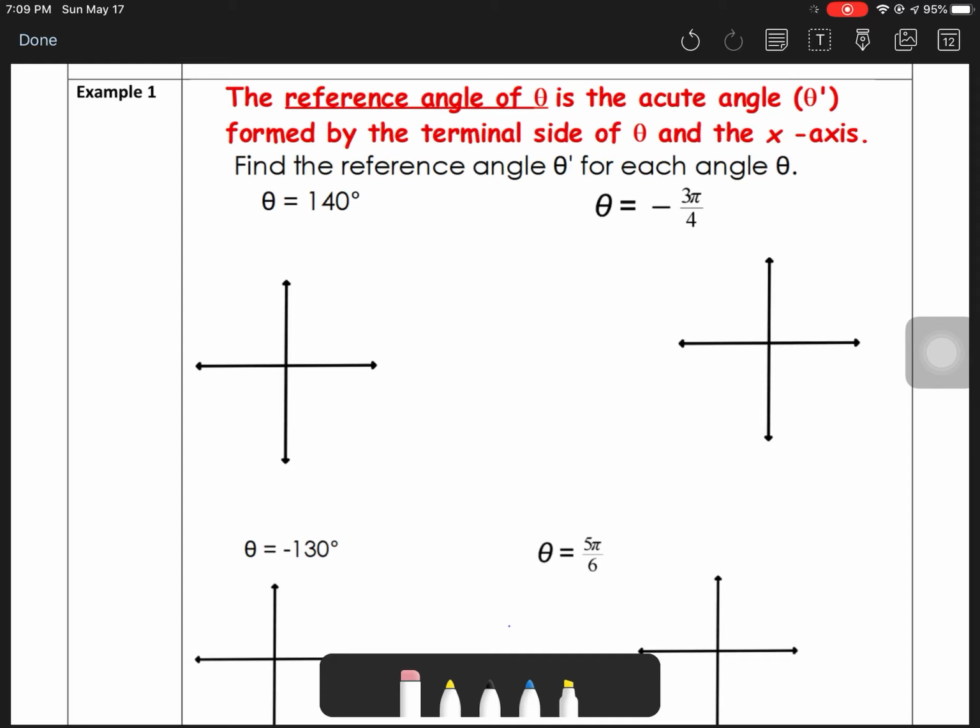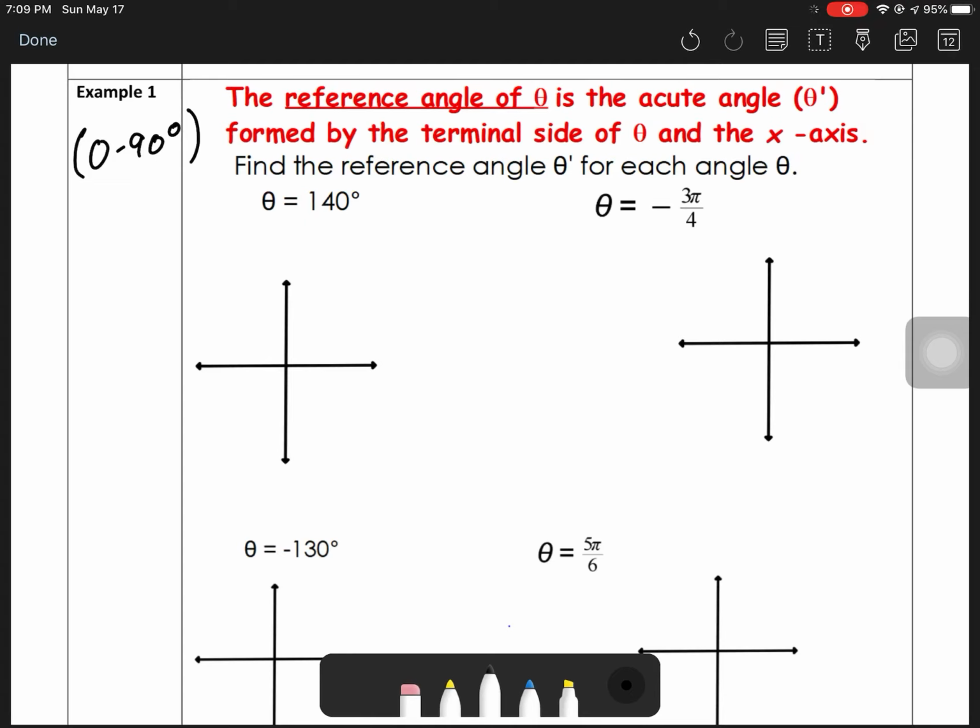Now it's a very math way of saying that it's going to be an acute angle that has to touch the x-axis. And remember, an acute angle is any angle between 0 and 90 degrees. It has to be smaller than 90, but bigger than 0, basically. So to find the reference angle theta prime for each angle theta, here we're given 140.